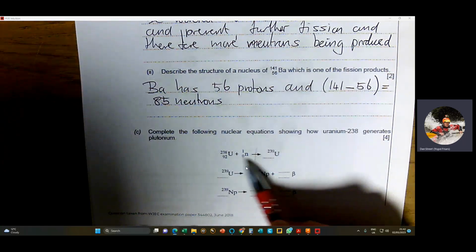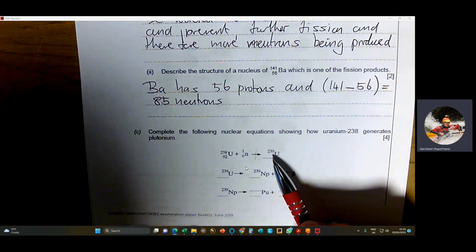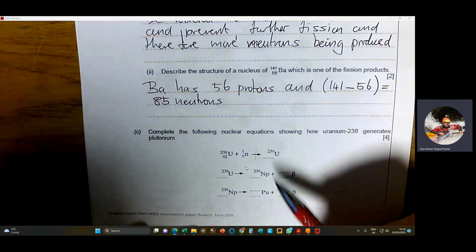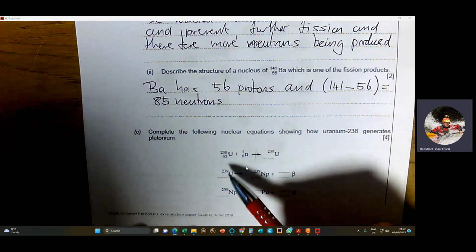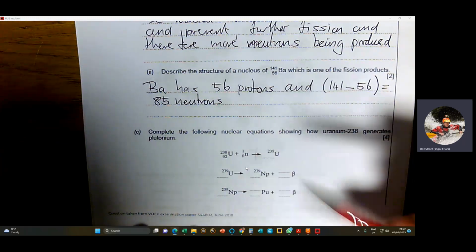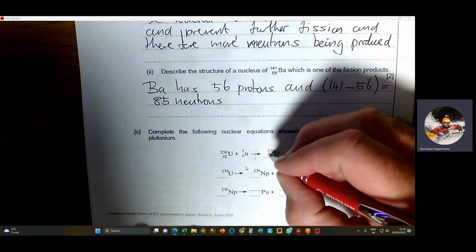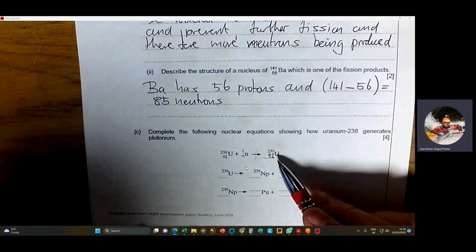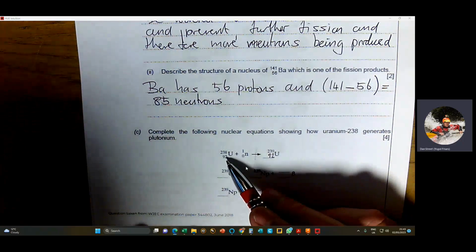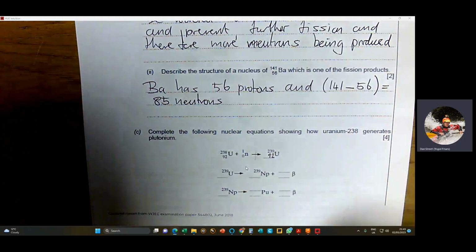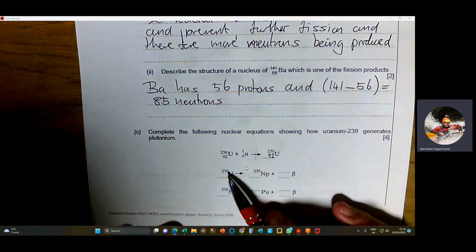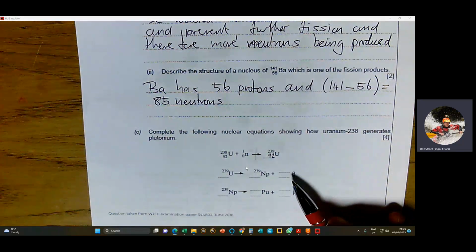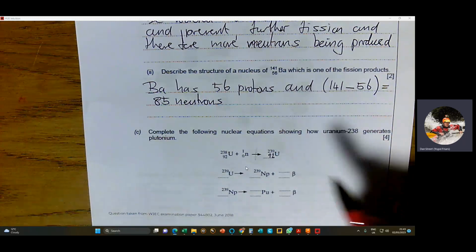And the same is true underneath, the atomic numbers also have to be the same either side of the arrow. So 92 plus 0 gives us 92, which makes sense because we've gone from uranium to another form of uranium. Okay, so the atomic number should stay the same. Now this question will involve a little bit of knowledge, but also the same process as previously.